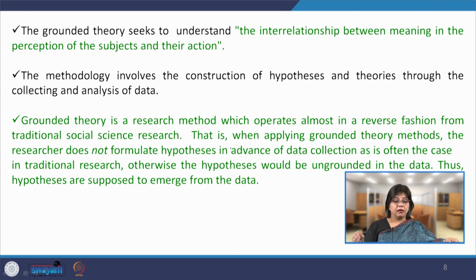So, we can say that grounded theory is a research method which operates almost in reverse fashion from traditional social science research, which we have already discussed, that in traditional research methods, we first formulate a hypothesis and then we try to prove it, whereas in grounded theory, the researcher does not formulate a hypothesis in advance of data collection, as is often the case in traditional research. Otherwise, the hypothesis would be ungrounded in the data. Thus, hypotheses are supposed to emerge from the data.